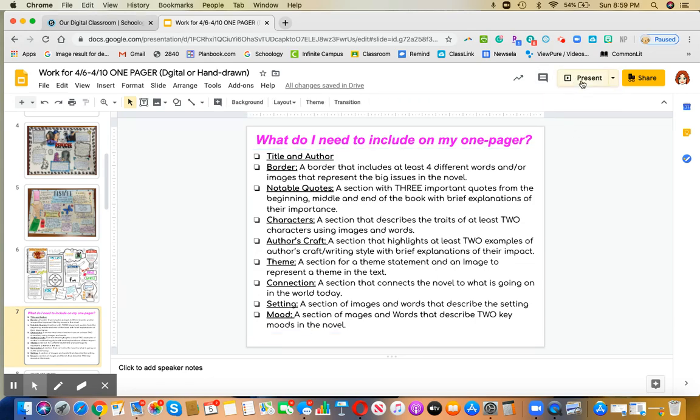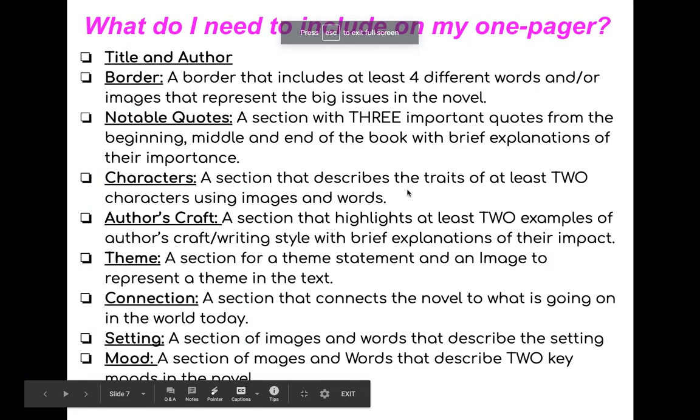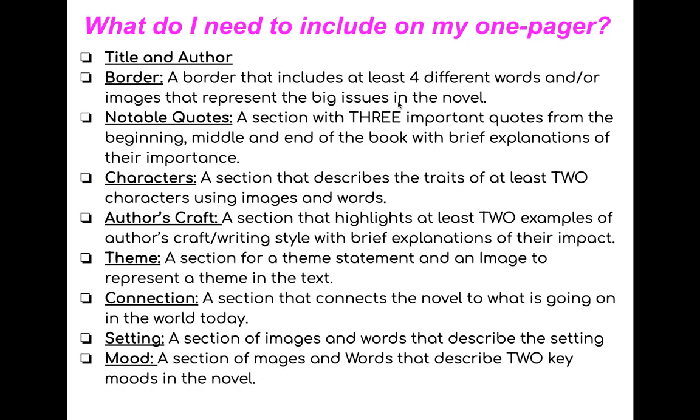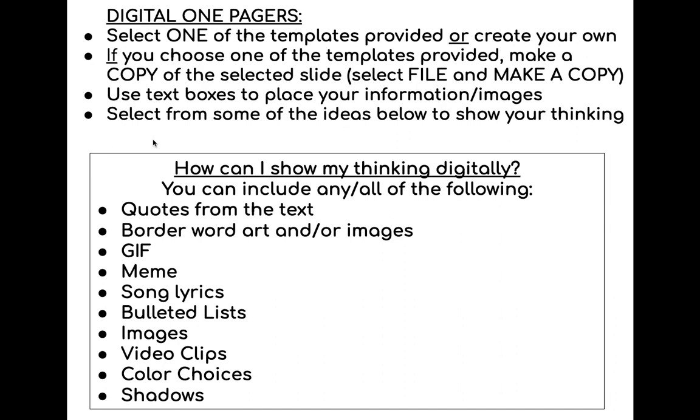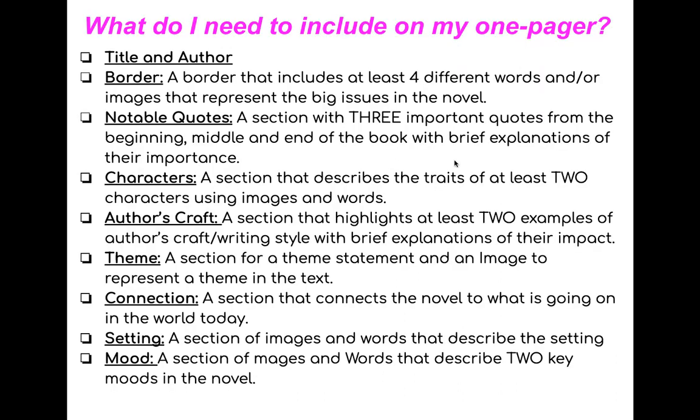On your one-pager, you need to include, of course, the title and the author. You will need to include a border that includes either words or images, 4 of them, to represent some big issues in the novel. You'll need to have 3 significant quotes from the novel, 1 from the beginning, 1 from the middle, and 1 from the end, with brief explanations of why they're important.